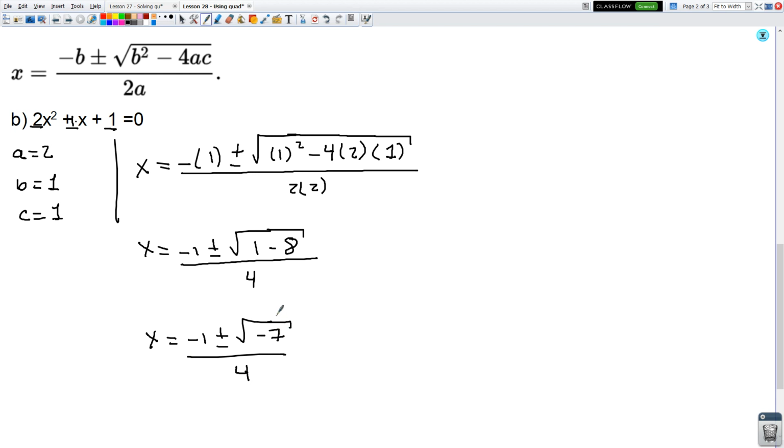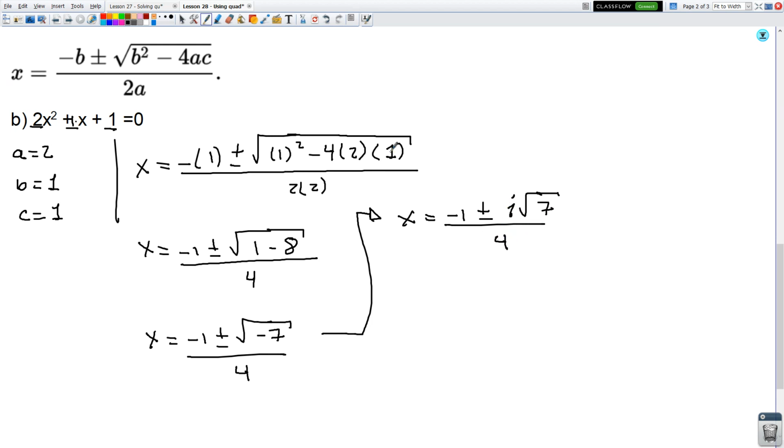So can you, well, yes, can you say that this is your final answer? Well, not exactly, because notice right here that you have the square root of a negative number. So we know that this is going to be an imaginary number. So let's rewrite that. So x equals negative 1 plus or minus, now we're going to have i square root of 7, divided by 4.